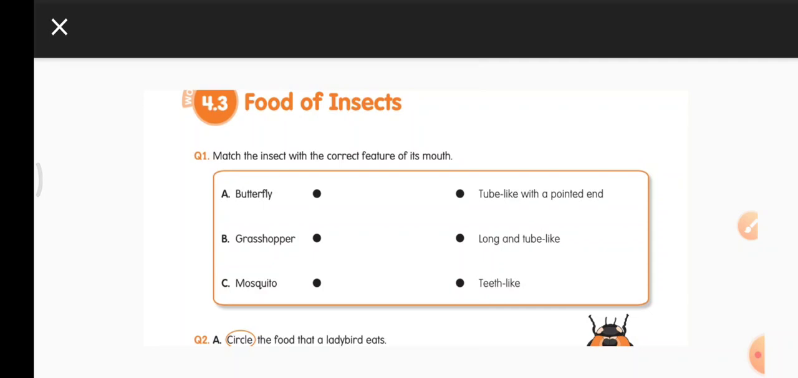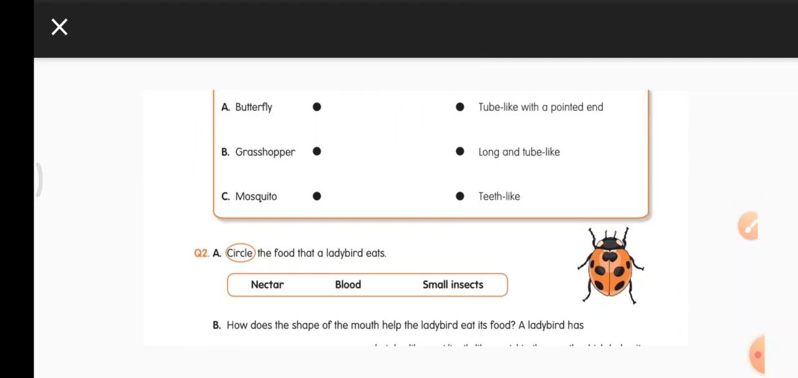Let us read what is on the right side. Tube like with a pointed end. Second one, long and tube like. Last one is teeth like. Now we know that butterfly has long and tube like mouth, whereas a grasshopper has teeth like structures and mosquito has a tube like mouth with a pointed end. So you do the matching, Nana.